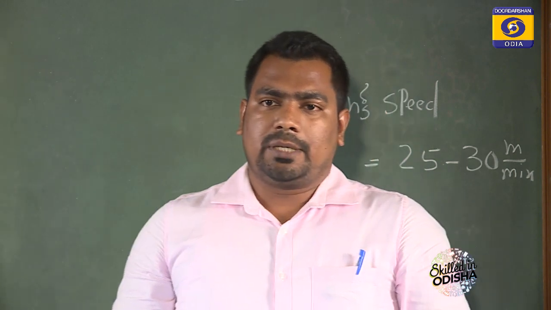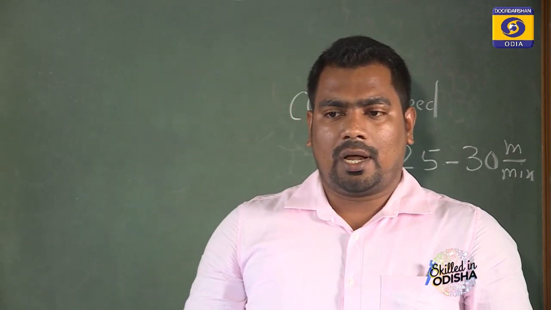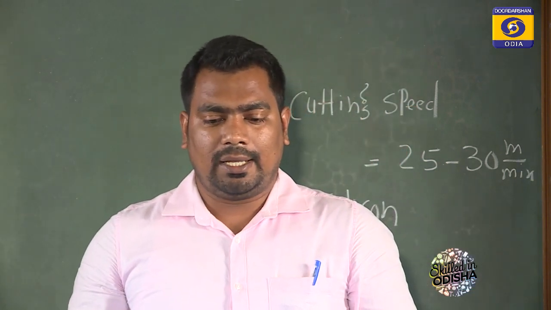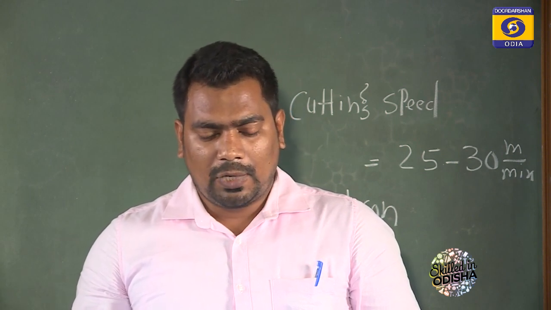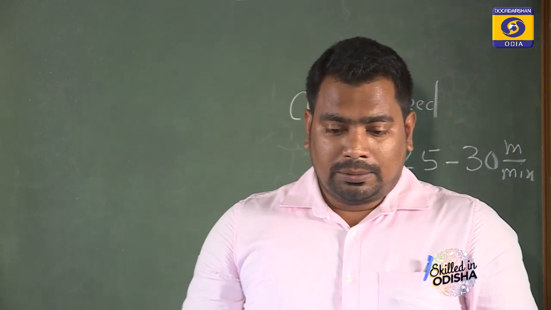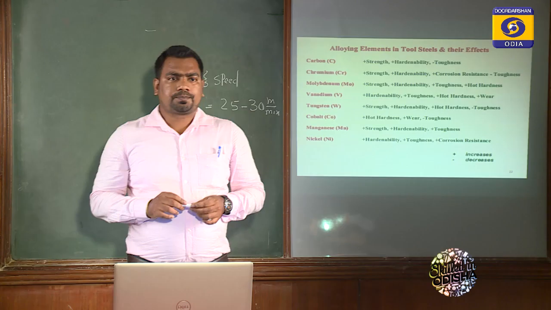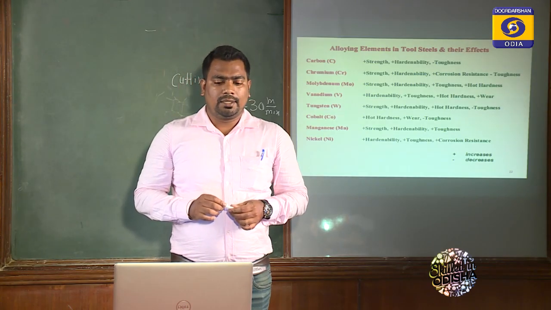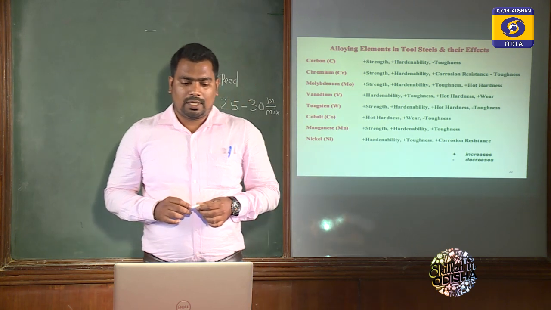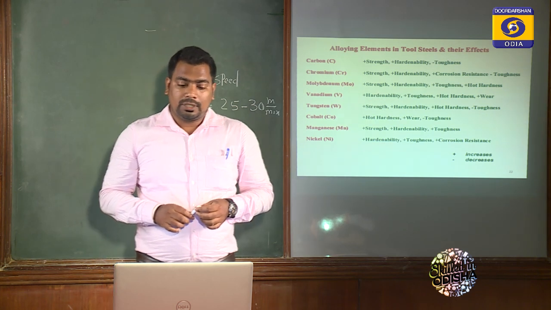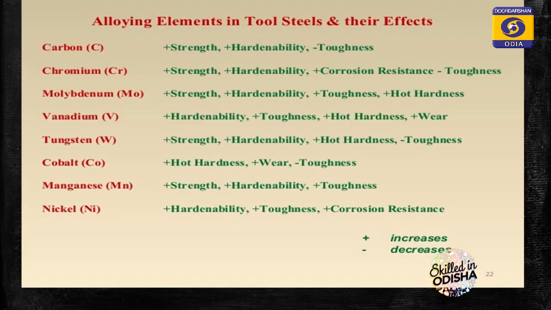Also there is a property of red hardness, which means at high temperature, the strength retains in the structure. So other alloying elements are vanadium. Vanadium improves the grain structure in the cutting tool materials. Manganese and nickel are also added to improve the strength, hardenability, toughness and corrosion resistance.